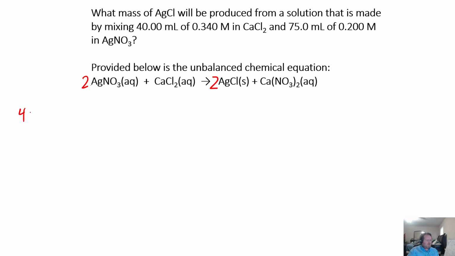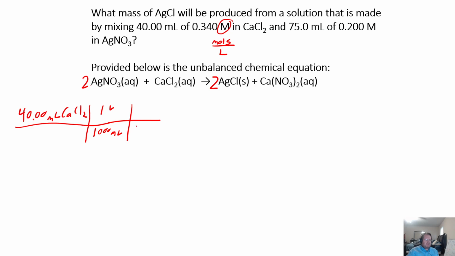So we have 40 milliliters of calcium chloride. Now, to be able to use molarity, we know we've got to get this to liters first. So every 1,000 milliliters is 1 liter of calcium chloride. To be able to use our balanced chemical equations, we need things in moles. So remember, our molarity just means moles per liter. So we can say every liter of this solution contains 0.340 moles of calcium chloride.